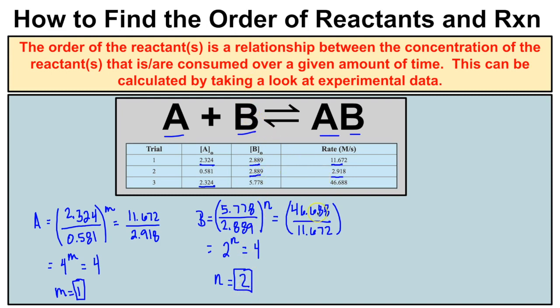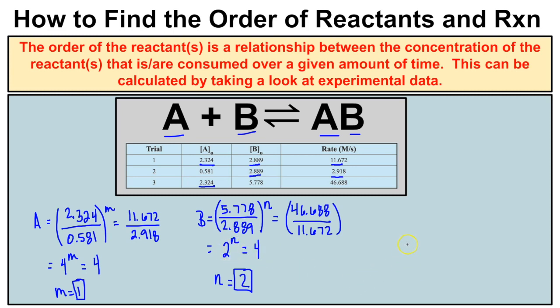Over time you'll start to figure out by looking at your table what will be a first order, second order, or third order reactant just by taking a look at the data. For example, if we hold A constant in trial 1 and in trial 3, we see that B is doubling, and the rate is quadrupling. So 2 to what power will give us 4? That is going to be 2. So you'll figure that out as you go. But if you don't know how to figure it out that way, you can always use this method right here.